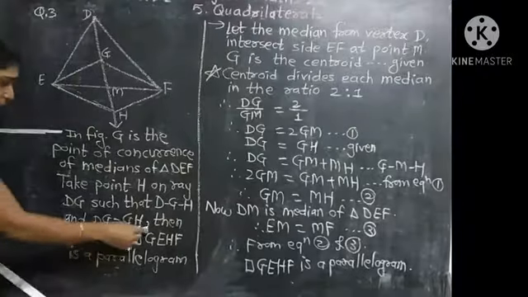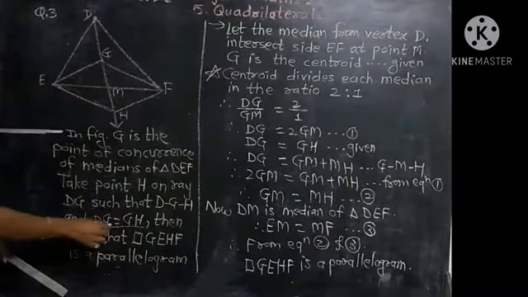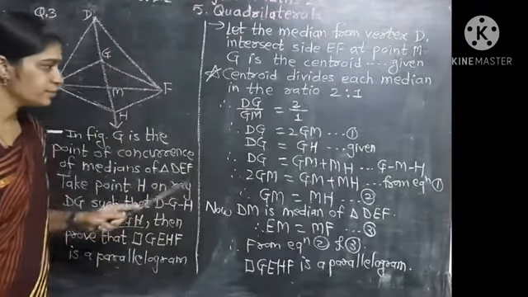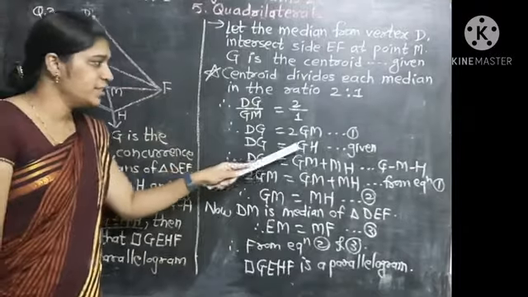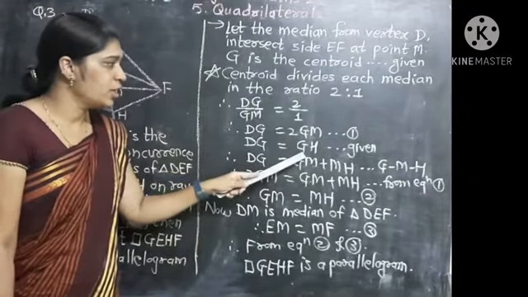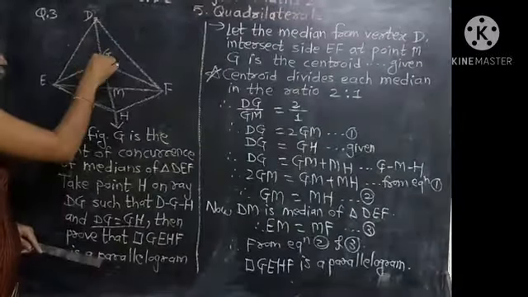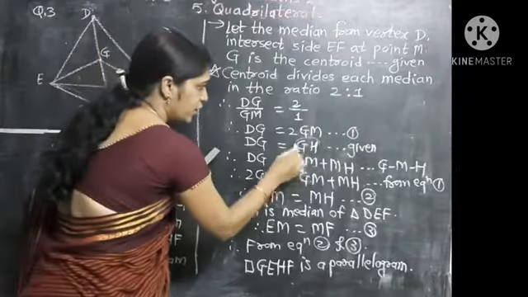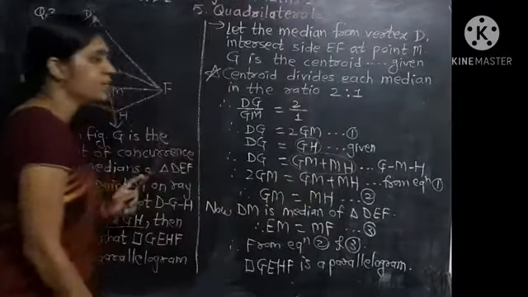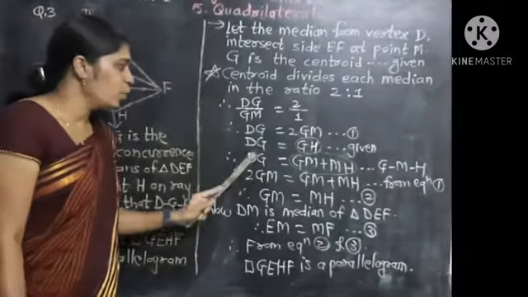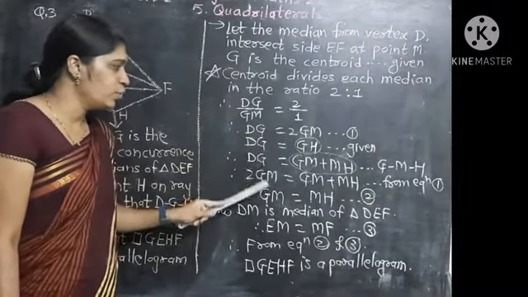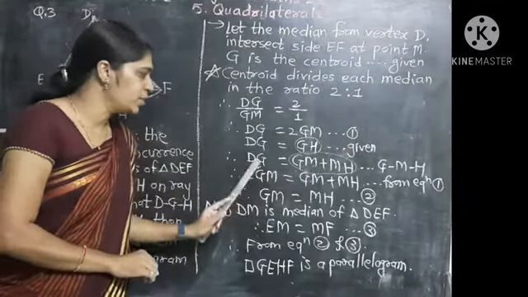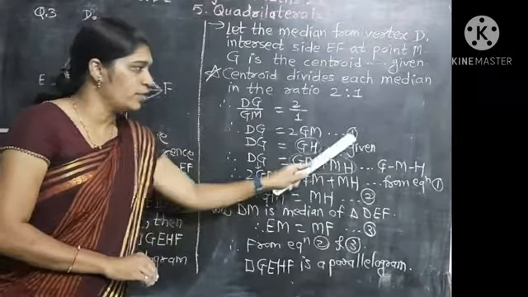Now here given, DG is equal to GH. DG is equal to GH, given. Okay, DG as it is. What is GH here? G to H. GH we write as GM plus MH. Now what is DG? 2GM. Put the value of DG as 2GM is equal to GM plus MH. Here I write 2GM from equation 1.